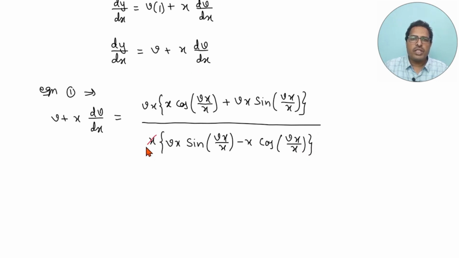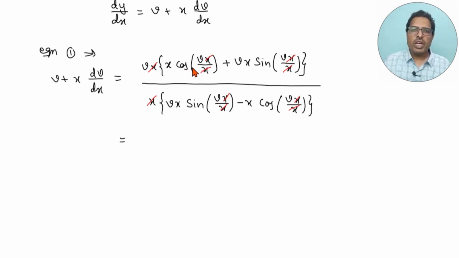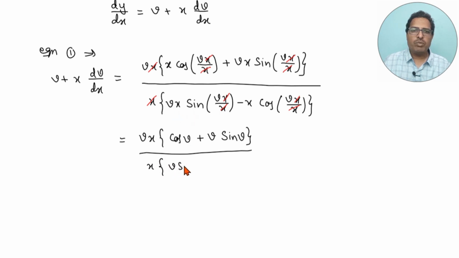You can further see that this x and x will cancel out, this x will cancel out, this x will cancel out, this x will cancel out, right. We can take x common from here, v as it is. I am taking x common outside, we are left with cos of v plus v times sine of v, it is whole divided by, in the denominator also we can take x common outside, we will be left with v times sine of v minus cos of v.